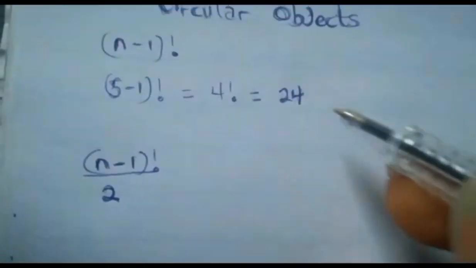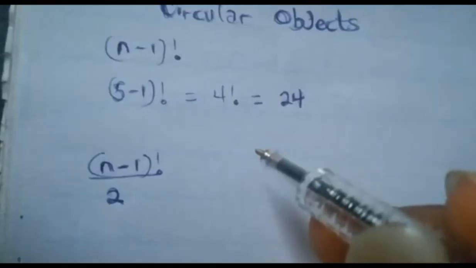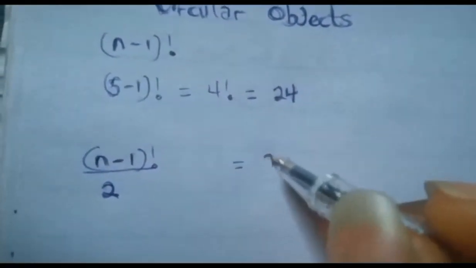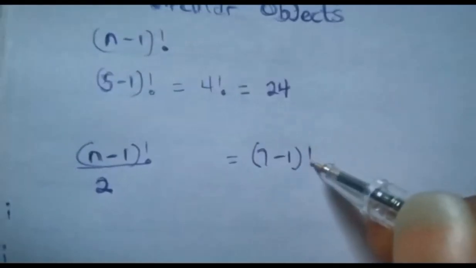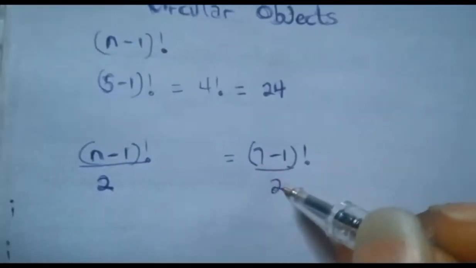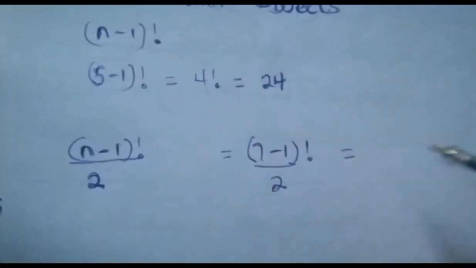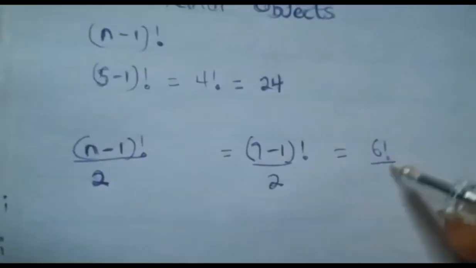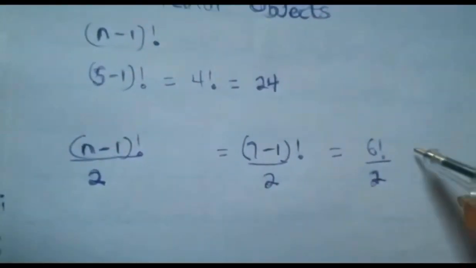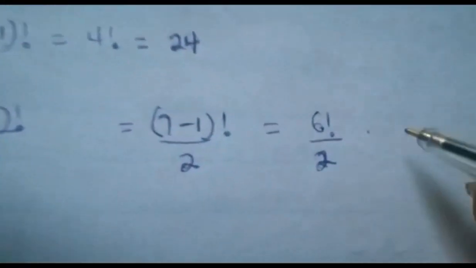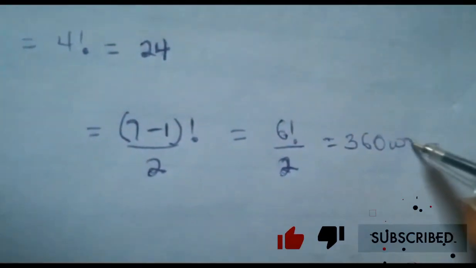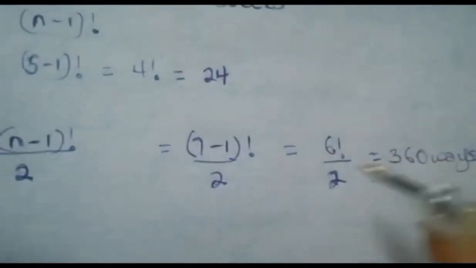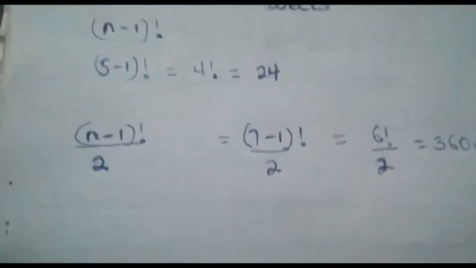So we want to arrange 7 beads around a ring. So how can we do that? We're going to do 7 minus 1 factorial all divided by 2. So 7 minus 1 is 6 factorial all divided by 2. We know 6 factorial is 720, and 720 divided by 2 is 360. So there are 360 ways of arranging 7 beads of different colors around a ring.